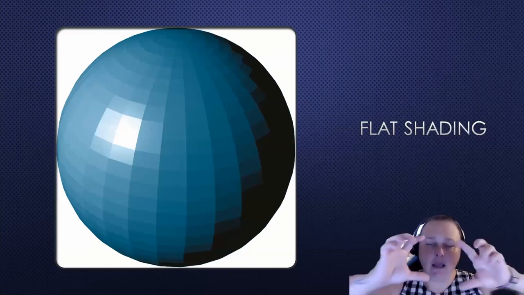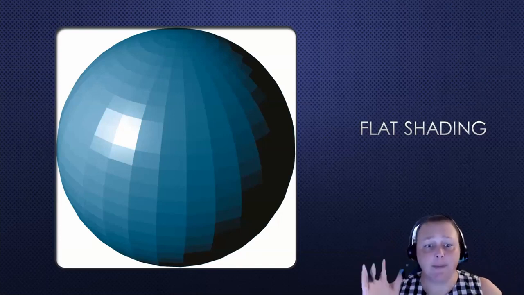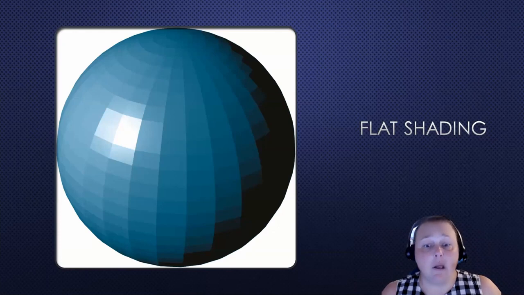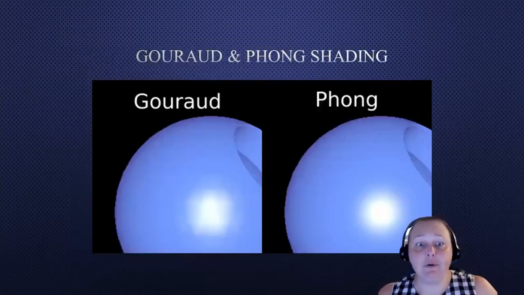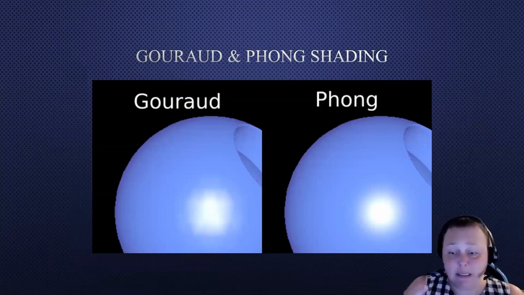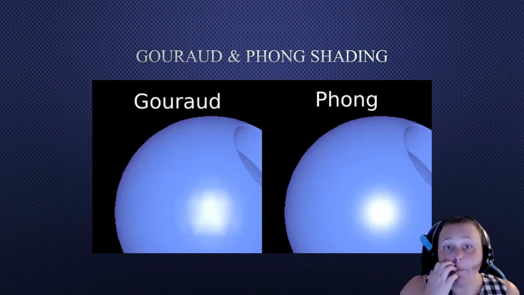The sphere, every one of those little boxes in the sphere was given just a flat surface. Each one of those little boxes is a single pixel. And you can see how it is kind of boxy and not very smooth and rounded, as opposed to your Gouraud and Phong shadings. You can see there are slight differences between them.